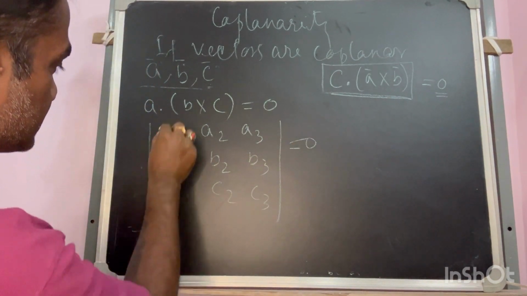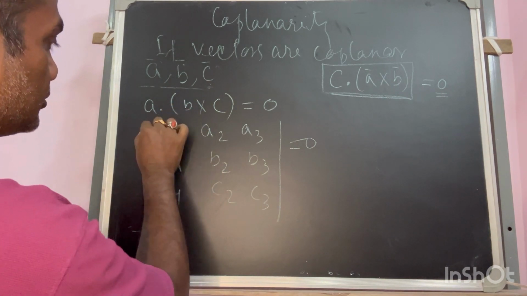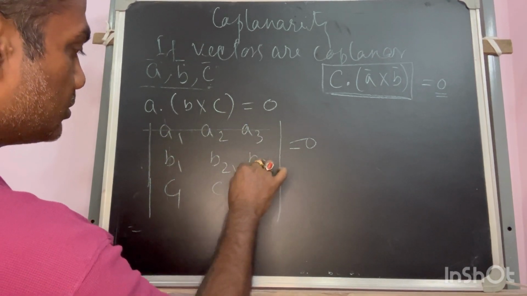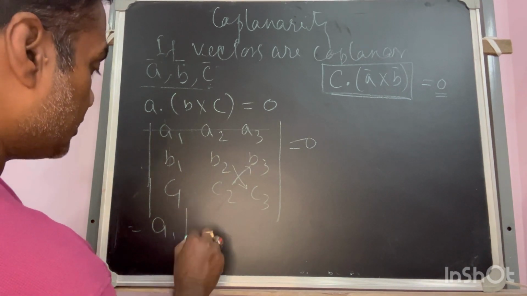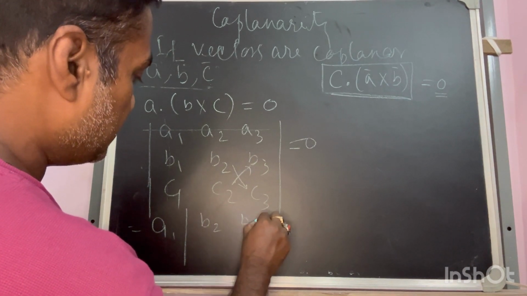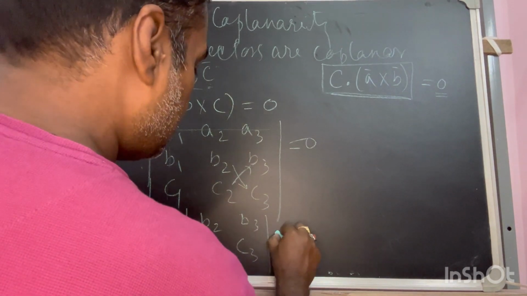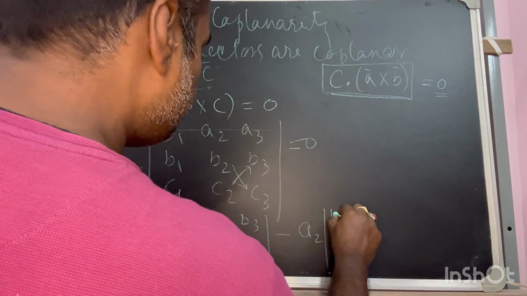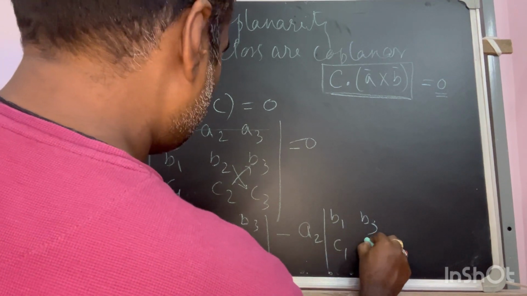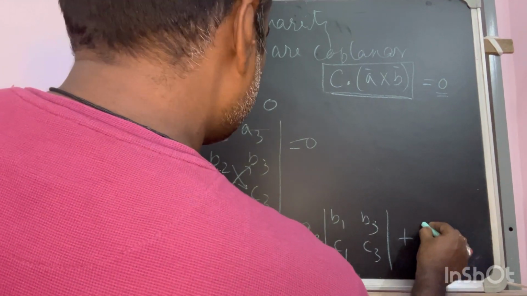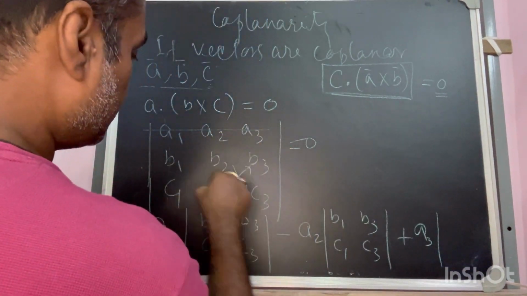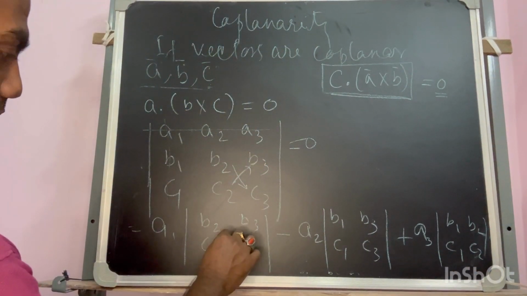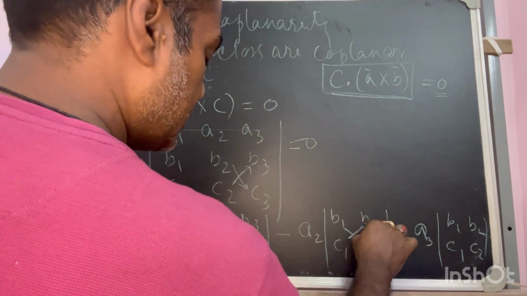When I take this first row, I have to abolish this one, and only this will be cross multiplied in that sequence. So A1, the matrix will be B2, B3, C2, C3. Then the next one will be minus, A2 will be the coefficient, and the matrix will be B1, B3, C1, C3. The next again plus, A3 will be the coefficient, and for that B1, B2, C1, C2.